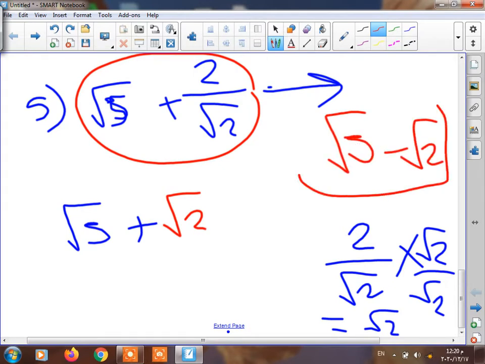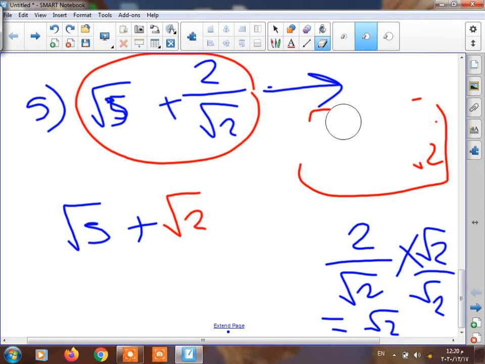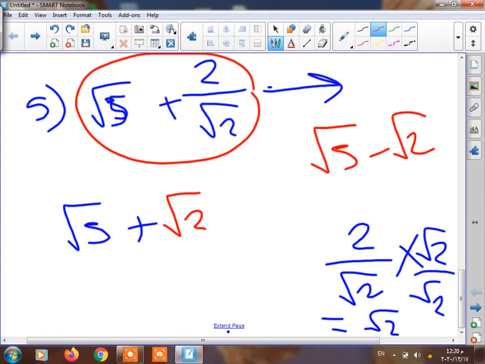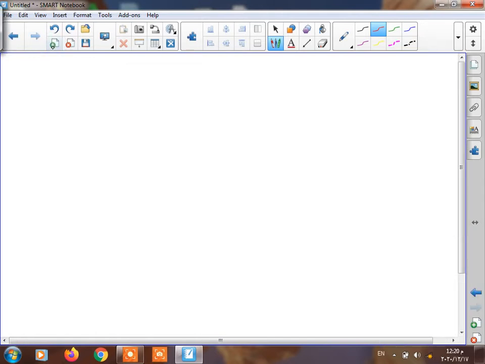So the final answer is root 5 minus root 2. So number 1, we put the number in the simplest form in draft or by using your calculator. Number 2, change the sign of the second term to find the conjugate. So the final result is root 5 minus root 2. After that, we will solve the last one in page 69.